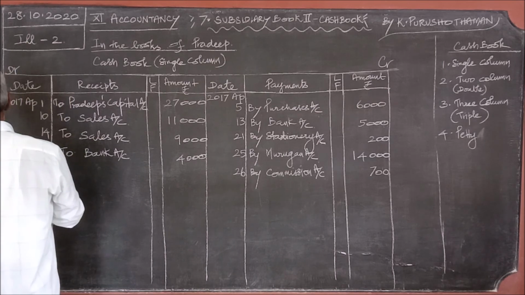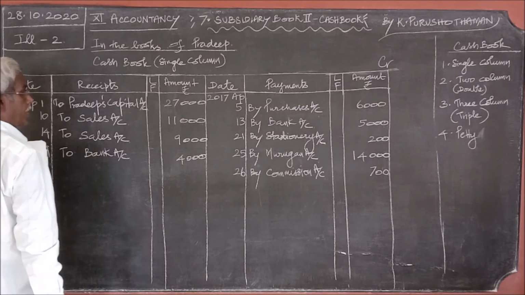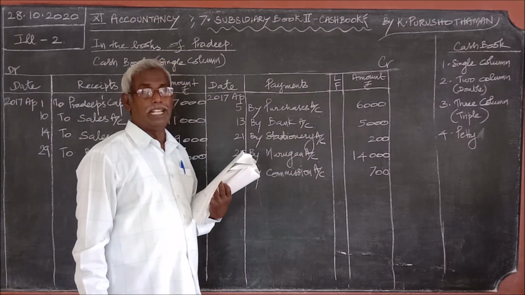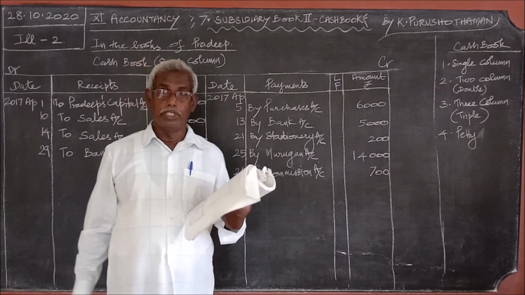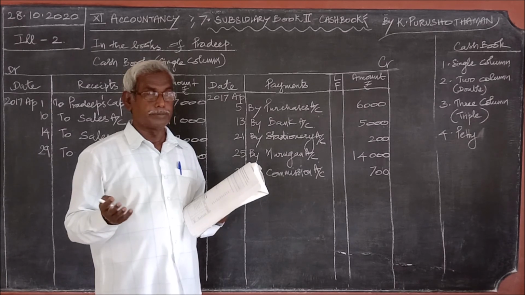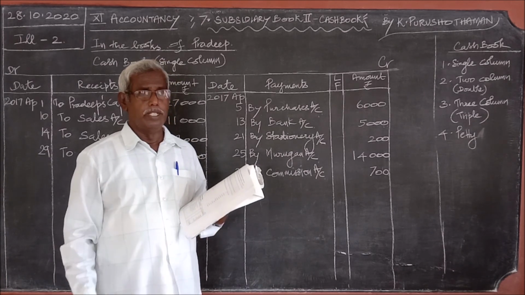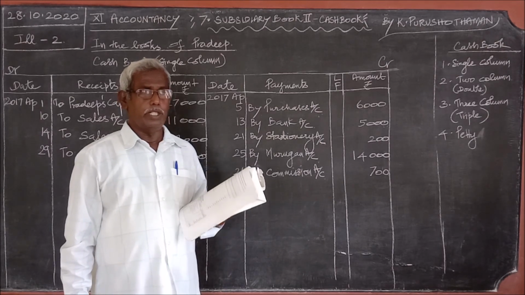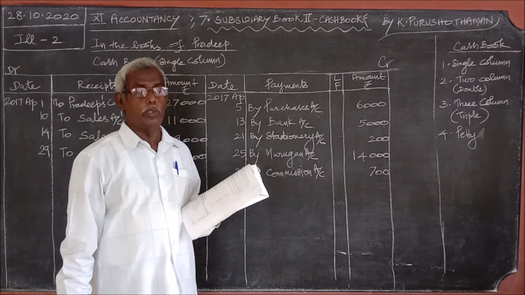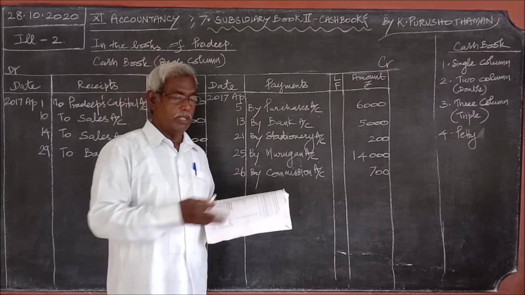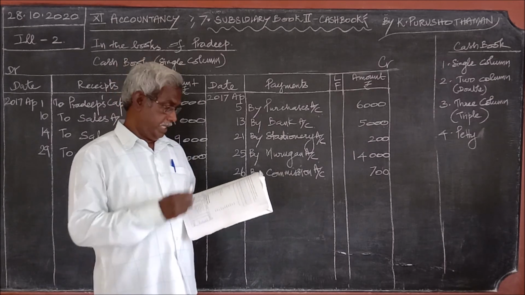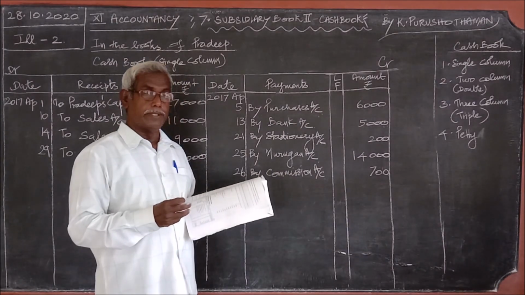The next one is very important. Rent paid by check. When rent is paid by check, the rent is given by the bank, not by the business. We should keep this in mind. In general, there is no such difference. If cash is given, rent account debit, to cash account, cash goes out. If check is given for rent, rent account debit, to bank account. But here, no such column, no such idea in a single column cash book. Therefore, we cannot pass any entry here for rent paid by check.